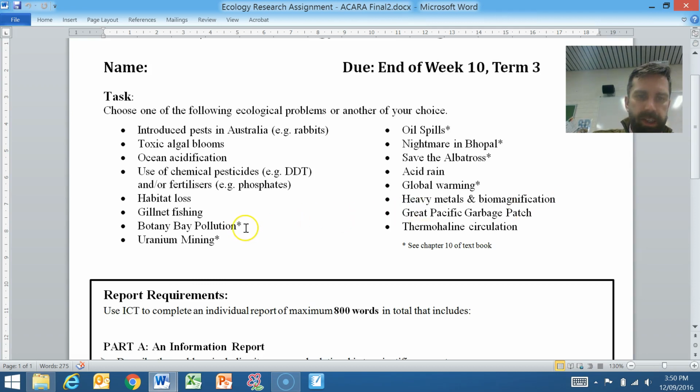Just note that on this list, there's a few that have a star next to them. Those ones with a star are actually covered in chapter 10 of the textbook in some detail. So it might be worth choosing one of those if you think you're going to struggle to find information.